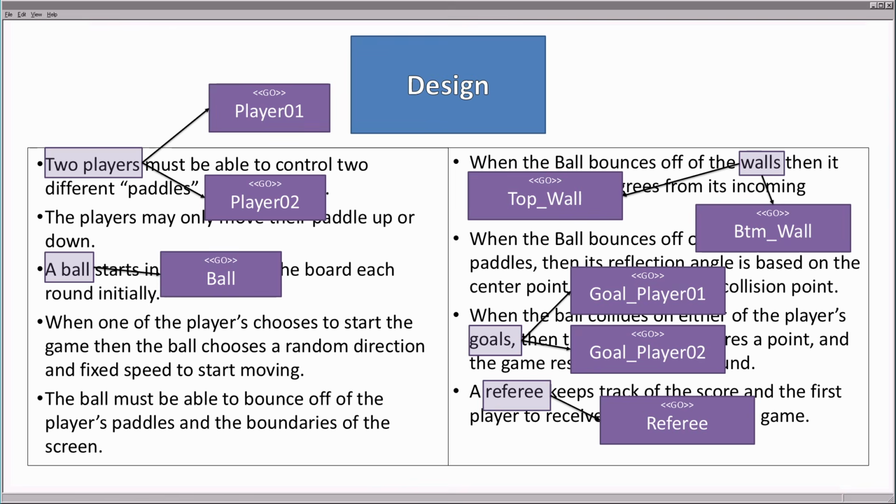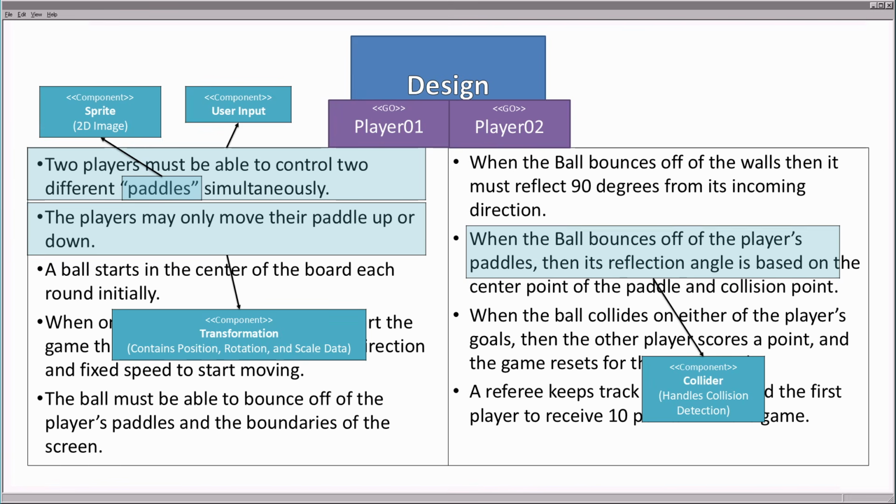We can start seeing the game objects when observing the nouns in the requirements. We see two players, a ball, the environment being the walls and the goal, and finally the game official or manager called the referee. We can start seeing the components by noticing the verbs.